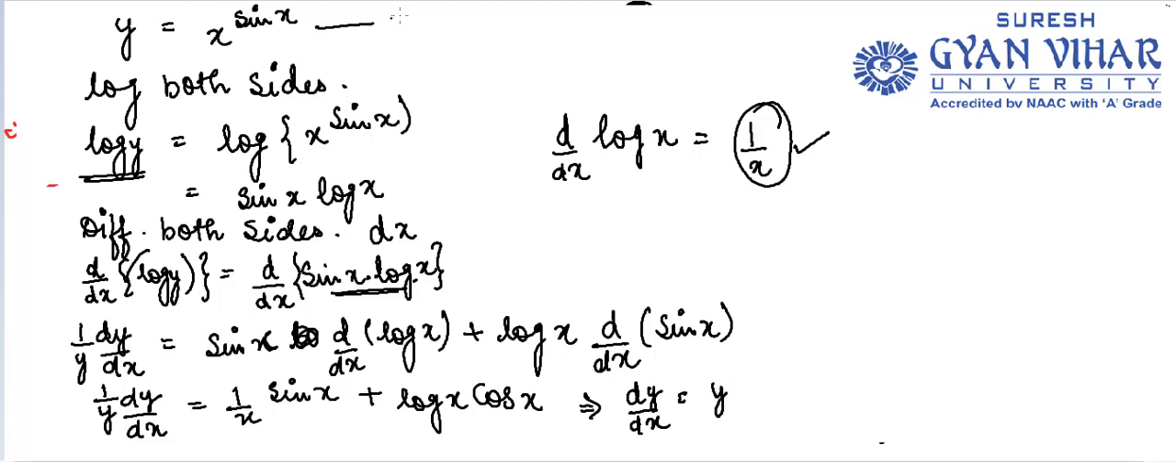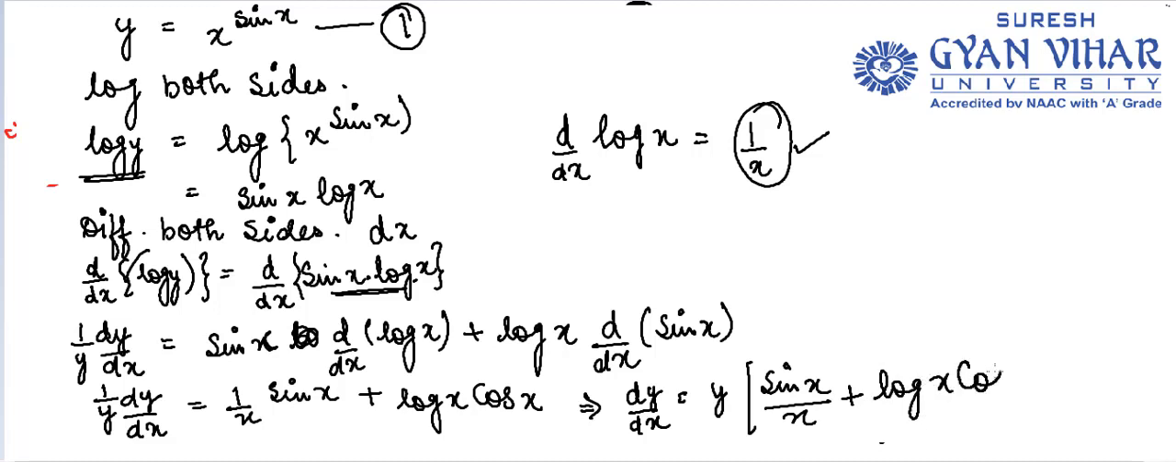And what is this y? This is first. Okay, it's y equals sin of x by x plus log of x into cos of x. Right? Now put this from equation 1. This y is x of sin x. So this is your answer.